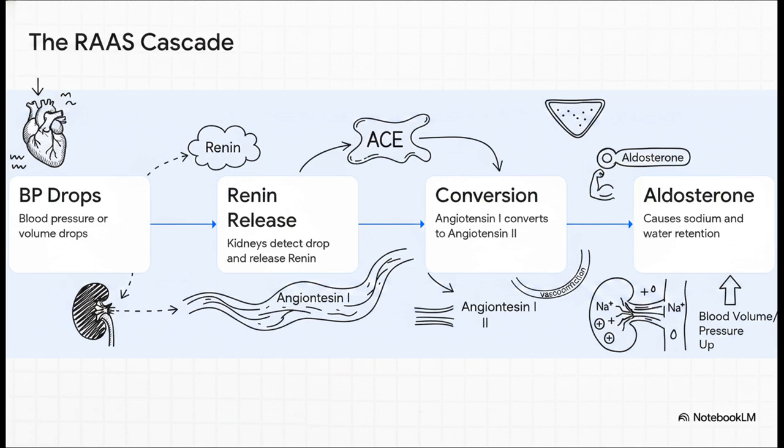When your blood pressure or blood volume drops or your sodium gets depleted, your kidneys notice. They release an enzyme called renin, kicking off a biochemical cascade. Renin helps create angiotensin I. Next, an enzyme called ACE converts that into angiotensin II. Now, angiotensin II is a very powerful vasoconstrictor on its own, but it also signals the adrenal glands to secrete aldosterone. And aldosterone is the key here. It forces your kidneys to retain sodium. And in the body, where sodium goes, water follows. This boosts your overall blood volume and drives your pressure steadily back up.